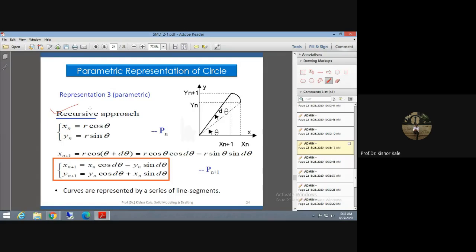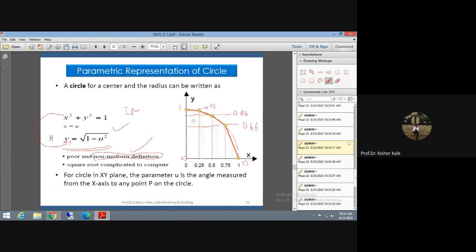I will explain what this recursive approach is. But have you understood what I would like to say here? Circle. Any problem here?